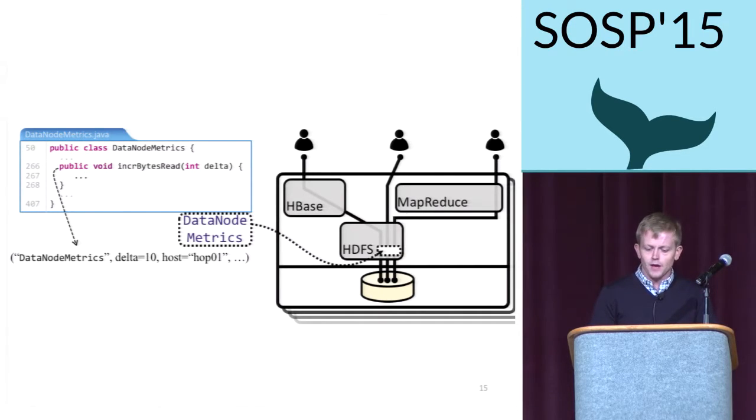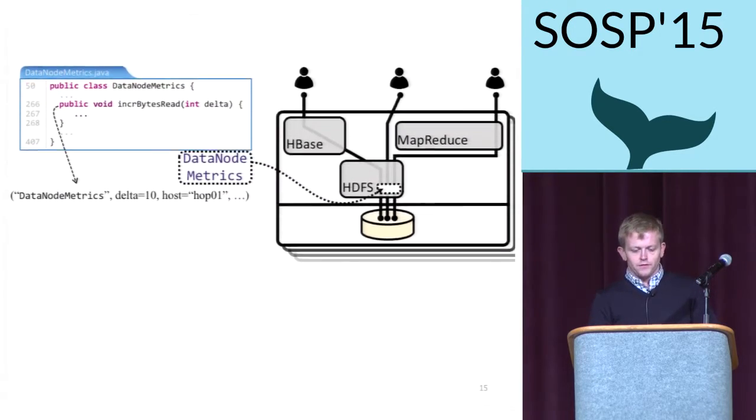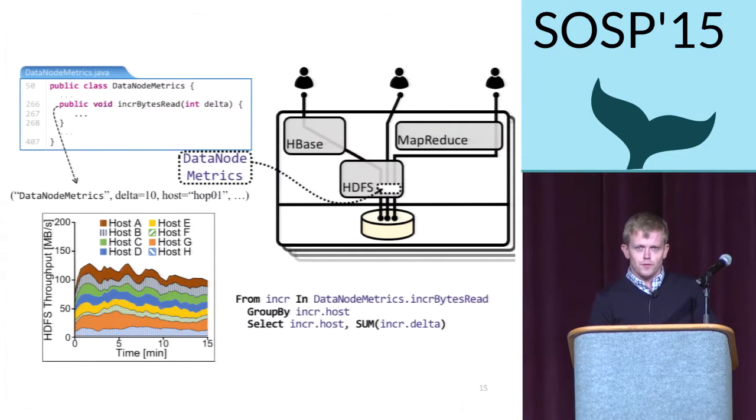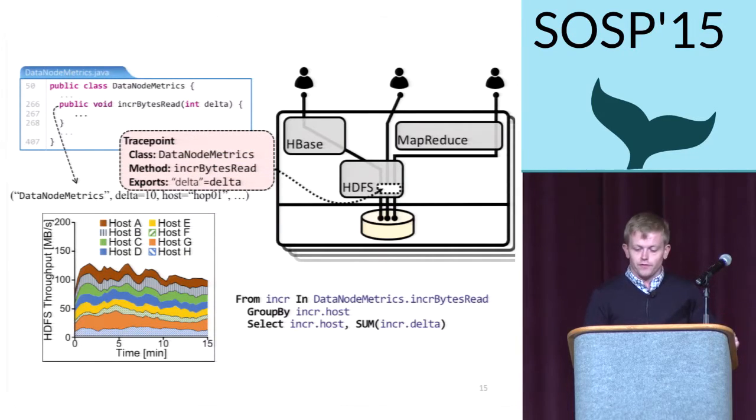As an example of how pivot tracing expresses relational queries over this dataset, the very first figure I showed, plotting disk throughput by host, can be expressed as this query, which takes the tuples produced by the increment bytes read function, groups them by host name, and then outputs the sum of the delta variable for each group. We use the term trace points to refer to these places in the code where pivot tracing can add instrumentation. A trace point will specify, for example, a class and method signature, like in aspect-oriented programming, and it exports several variables that queries can refer to.